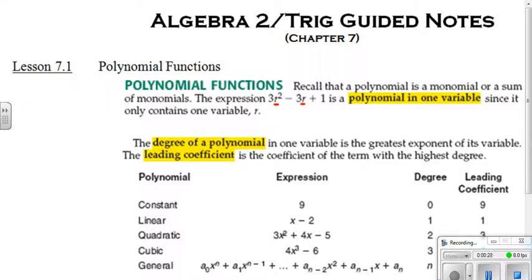So a function would be, let's set that equal to another, like a function. So 3r squared minus 3r plus 1 equals function of r. So then all of a sudden that becomes a polynomial function.